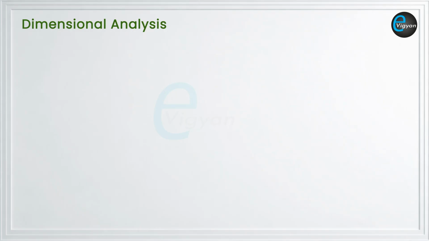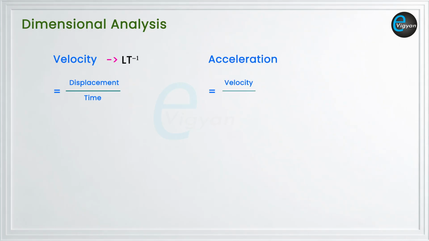Let's look at some simple examples. First example is velocity. What is velocity? Velocity is displacement divided by time. So its dimension is LT^-1. Let's take acceleration as a second example. Acceleration is velocity divided by time, and the dimension of velocity is LT^-1, so its dimension becomes LT^-2. In this way, many physical quantities can be expressed using combinations of M, L, and T.